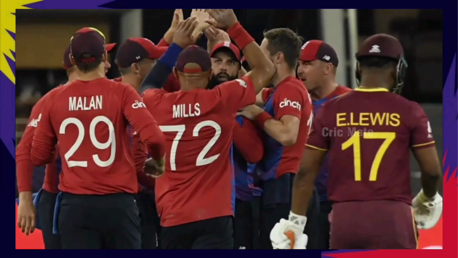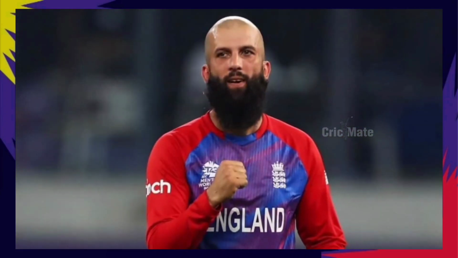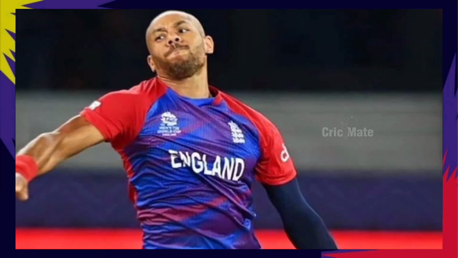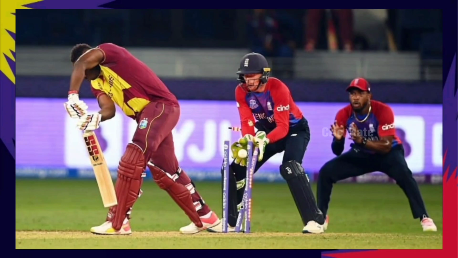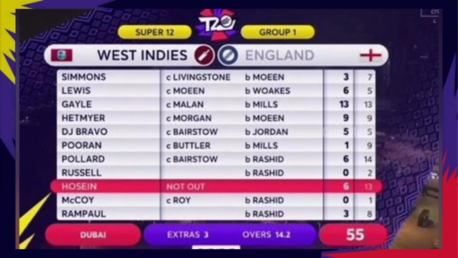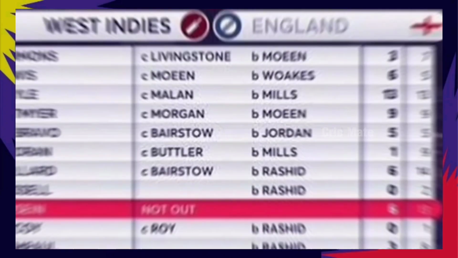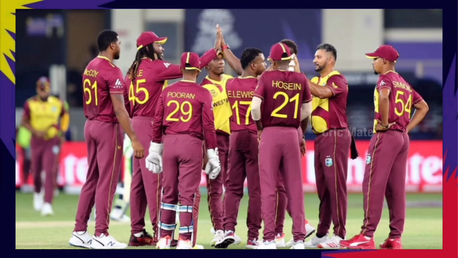West Indies started losing their wickets at regular intervals as England bowlers like Moeen Ali, Adil Rashid and Tymal Mills strangled the West Indies batting lineup, which led them to end up the innings at 55 all out in 14.5 overs, which made England's win look easy. But the West Indies bowling didn't let them do so.